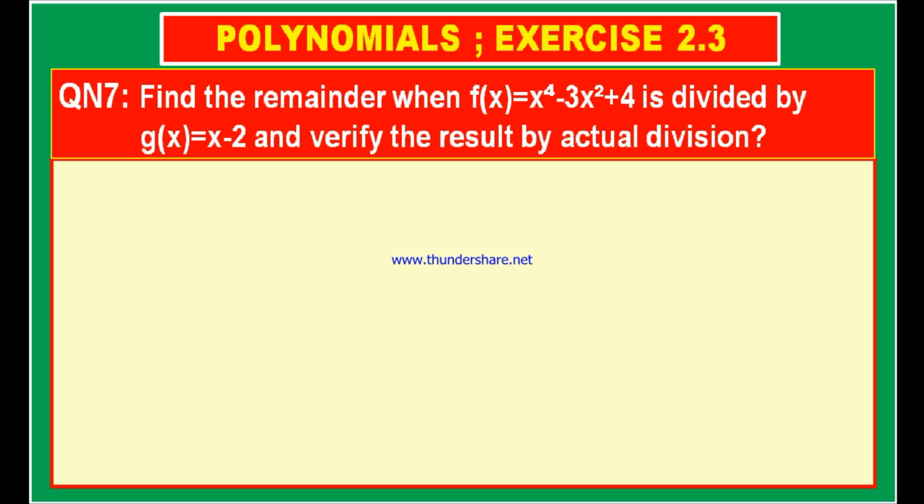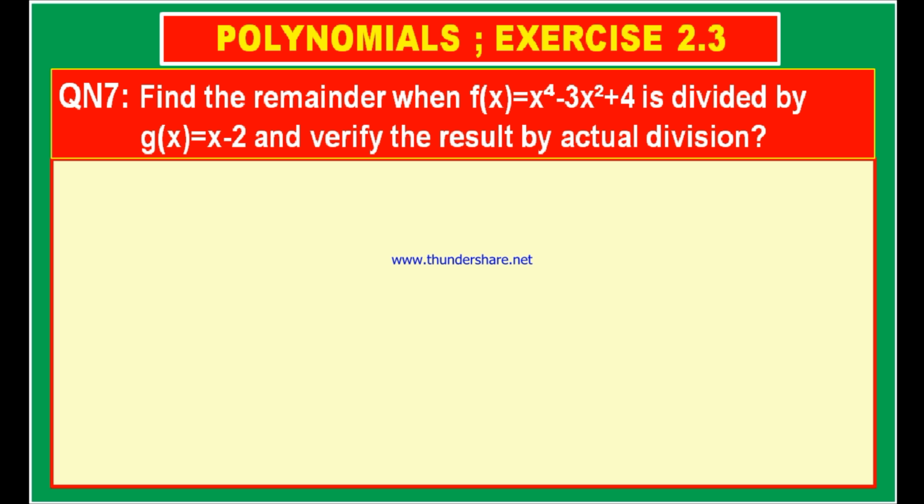Here, if you observe the question, we are given a fourth degree polynomial f of x is equal to x power 4 minus 3x square plus 4. Now we have to find the remainder when this is divided by x minus 2 in two ways, in two different methods. How to find remainder? So far we did this type of problems using remainder theorem. Okay. Now let us apply remainder theorem.